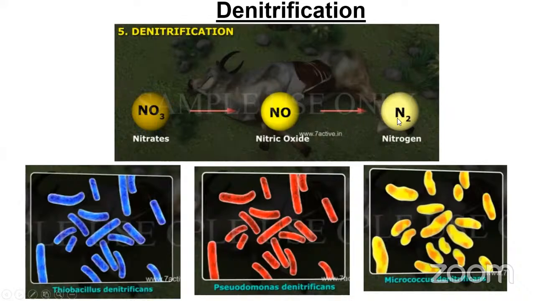And the function of converting nitrates to atmospheric nitrogen is done by a group of bacteria known as denitrifying bacteria. Some examples of denitrifying bacteria are Thiobacillus denitrificans, Pseudomonas denitrificans, and Micrococcus denitrificans. So now this nitrogen can be released back into the atmosphere.